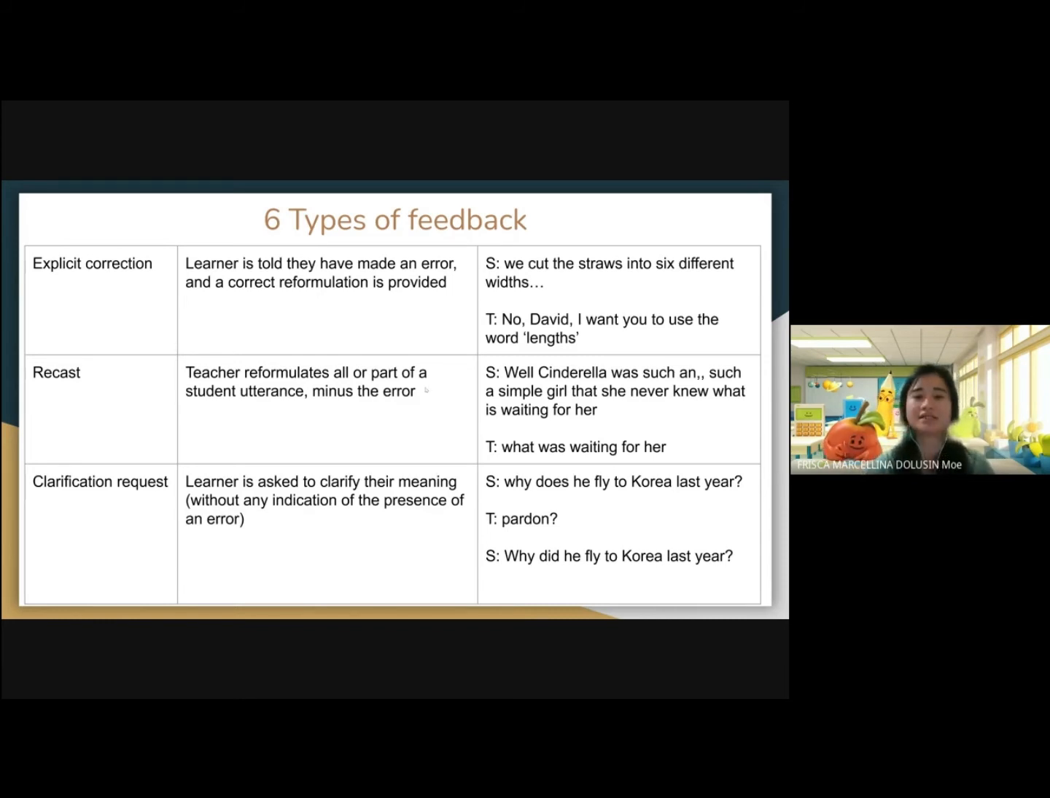And then the second type of feedback is recast, where the student will say, "Well, Cinderella was such a simple girl that she never knew what is waiting for her." And then the teacher, without saying anything, just directly said what was waiting for her.